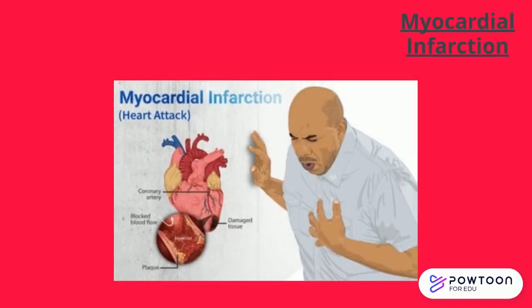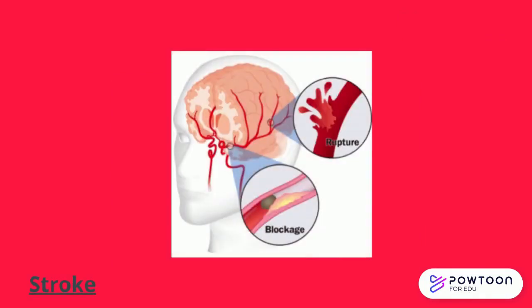Myocardial infarctions, also known as heart attacks, occur when part of the heart dies due to a lack of oxygen. Part of the heart dies because there is a blocked coronary artery. These begin with something that is known as angina pectoris.